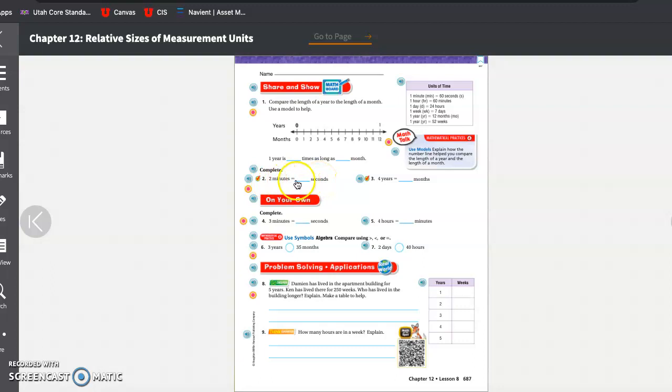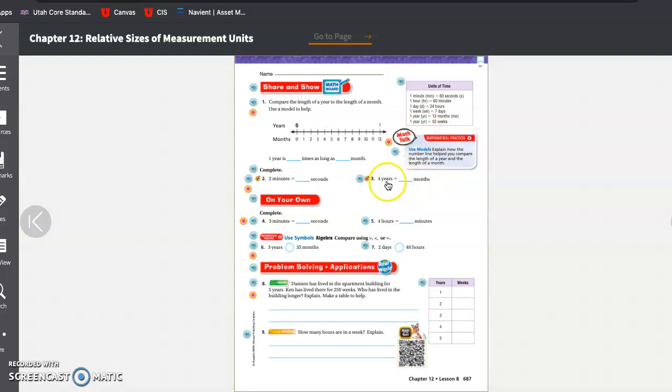So there's 60 seconds in 1 minute. So you do 60 times 2 because we're doing 2 minutes. So 2 minutes equals 120 seconds. 4 years and months. So again, I want you to think about that looking at the chart.